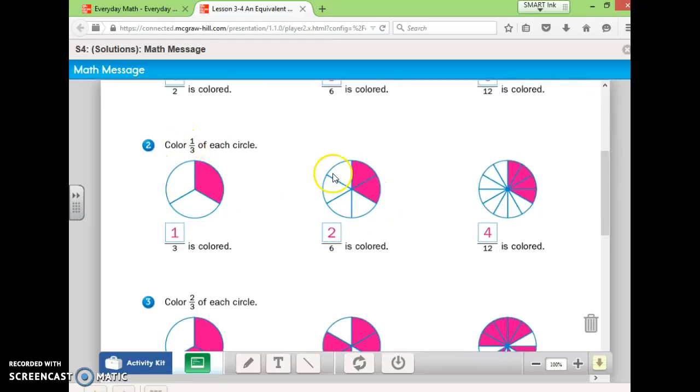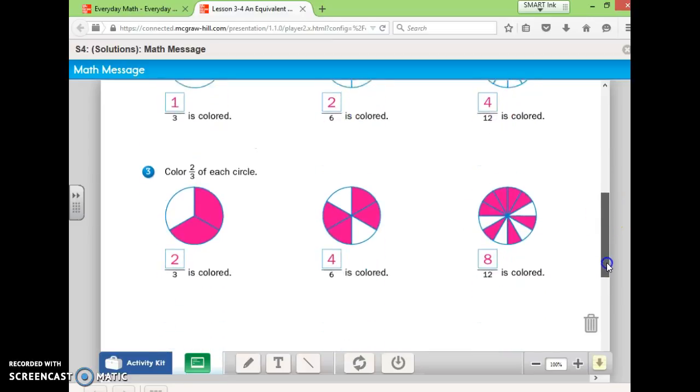It's a third of each circle, so these are all a third, but we have 1/3, 2/6, 4/12. What could be a rule? How can we get from 1/3 to here, from here to here? And for it to be a rule, it has to work all the time. So how do you think they got from here, from 1/3 to 2/6, from 2/6 to 4/12? If it's a rule that works, it'll work for getting from here to here and here to here.